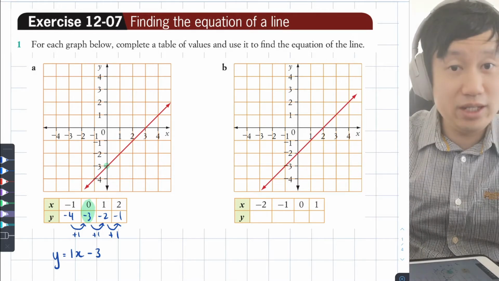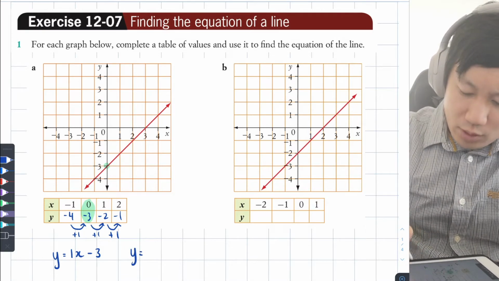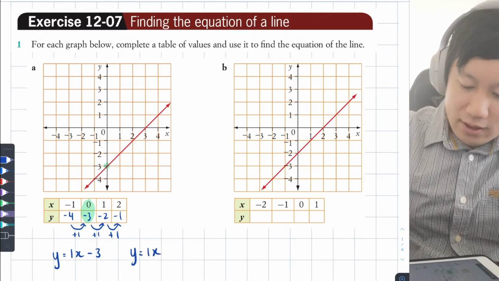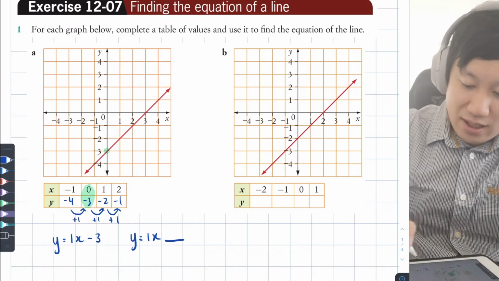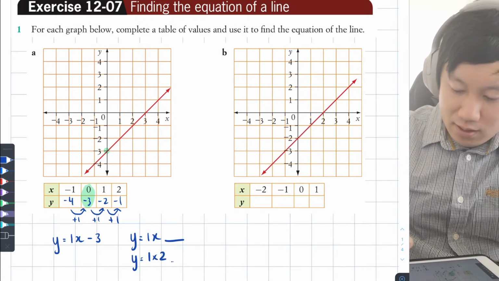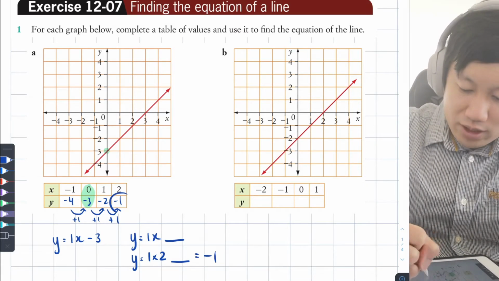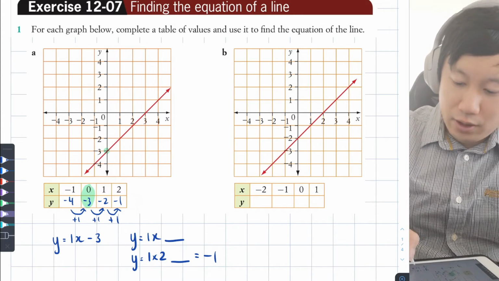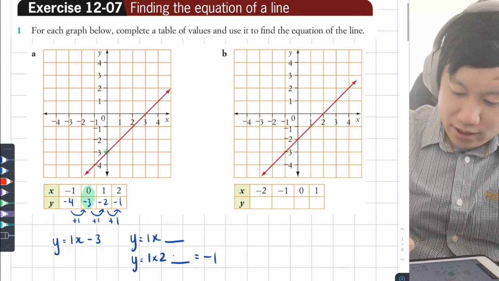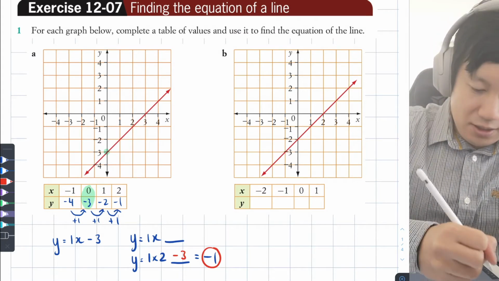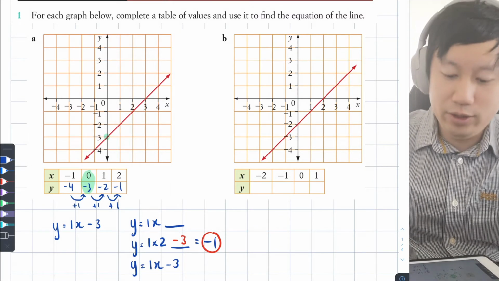There is another way to do that, which I explained in our previous video, which is to figure out that number by writing 1x first, and then there's some value here. Maybe you substitute in 2 as x, and then there's some plus or minus value here that would make it equal to -1. You can figure that out. So 1 times 2 is 2, and 2 has to be reduced by 3 to give you -1, and hence y equals 1x minus 3. So that's the other way to do it if you really wanted to.